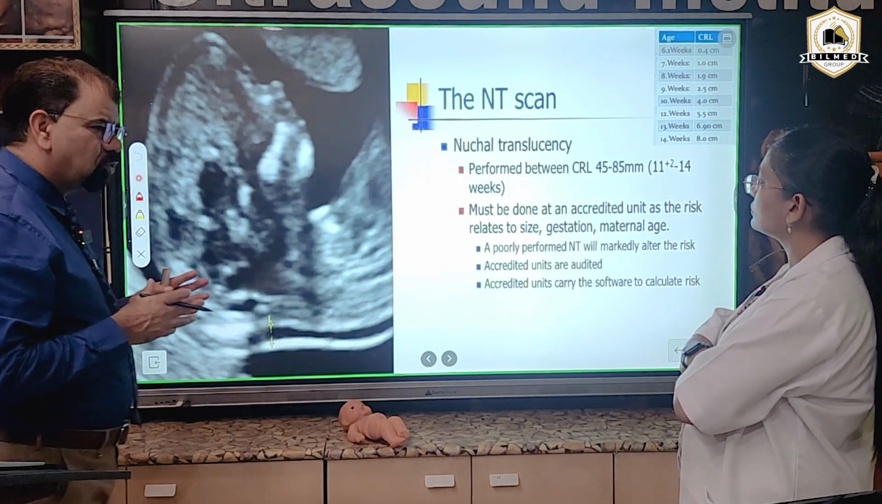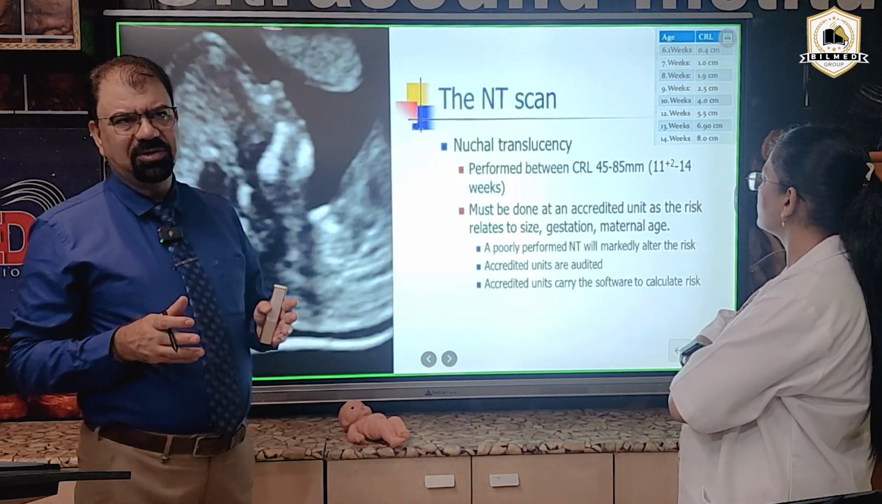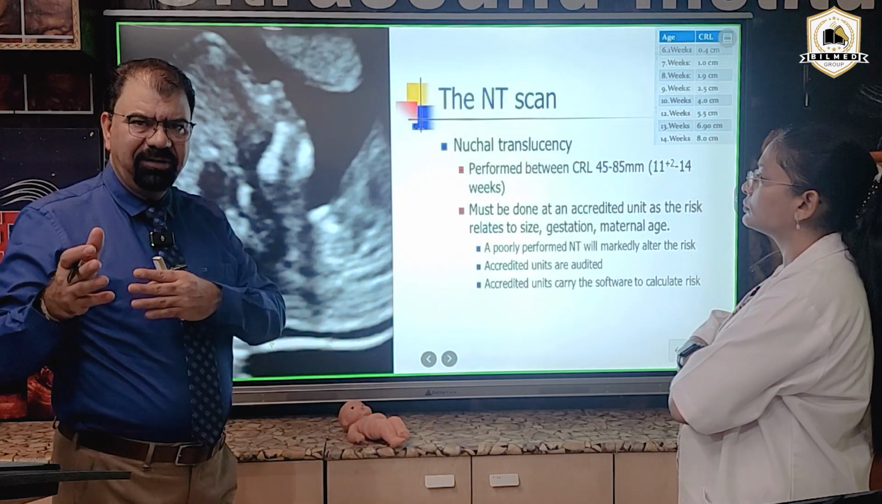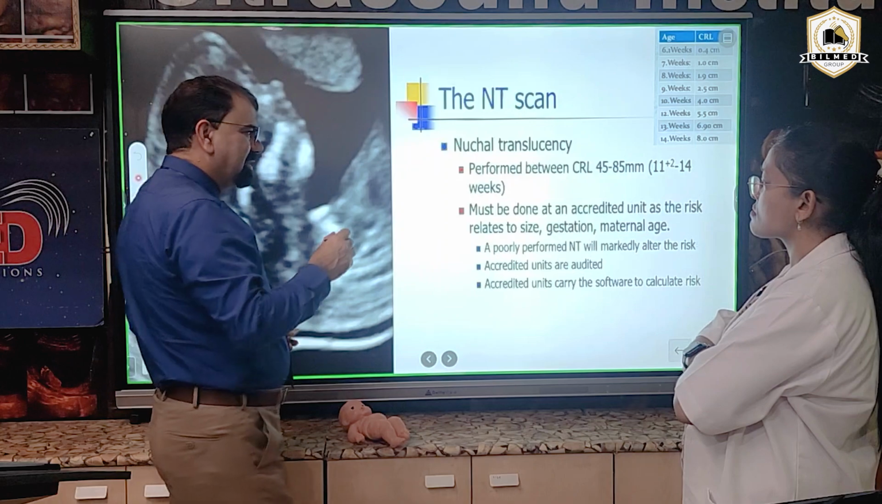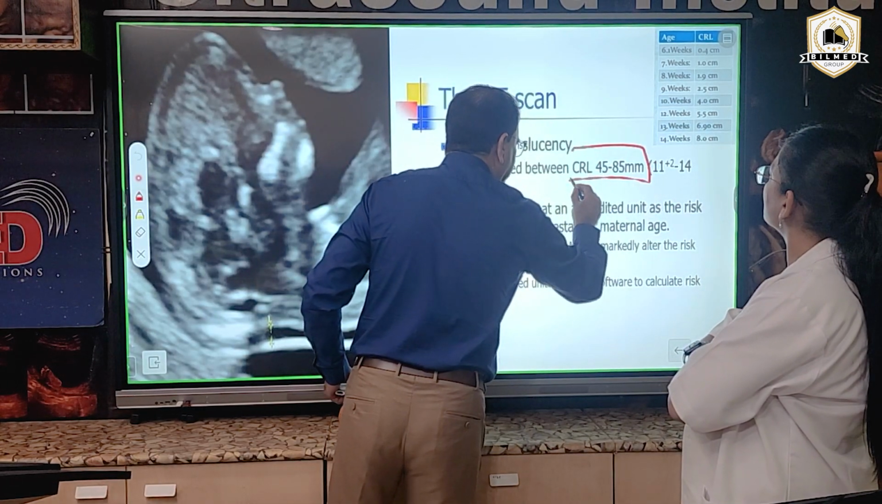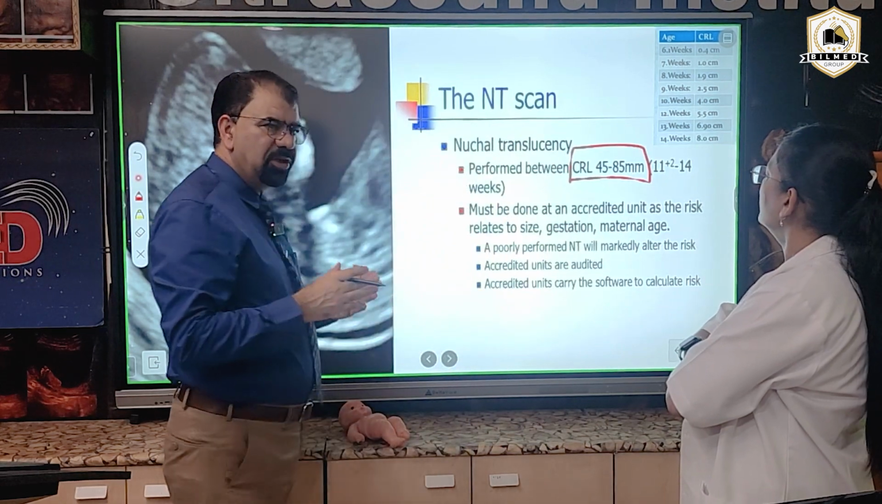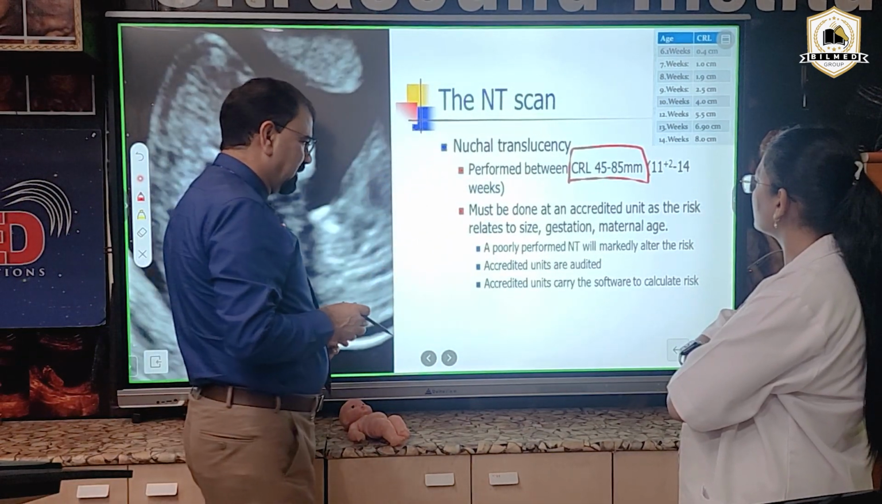What has to be the CRL? When you are taking a nuchal translucency, of course, 11 to 14 weeks, precisely 13.6 weeks, you have to take it, and the CRL will be 45 to 85 millimeters. So it is to be performed when the CRL is within this bracket.